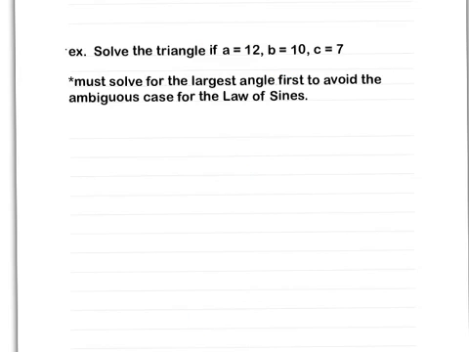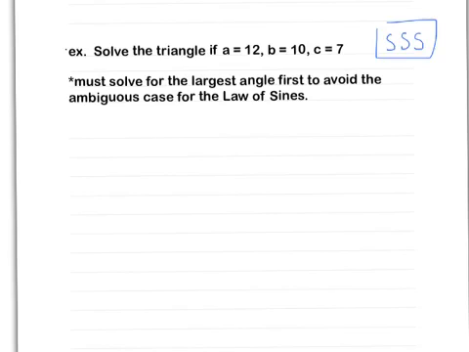Okay, now we're going to deal with the triangle where I'm giving you 3 sides. So this case is called the side, side, side triangle. And I can't use the law of sines because I do not have an angle to be part of my proportion. So I'm going to have to use the law of cosines on this one.